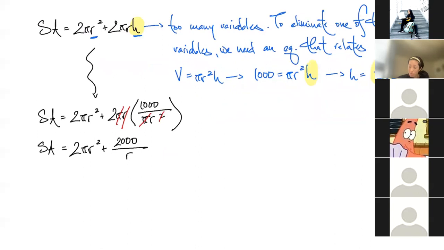So I've substituted. I've reduced a little bit, and I'm even going to rewrite it one more time as 2,000 r to the minus 1. And I'm doing that because I know I need to take a derivative. I want to do as much pre-work as I can to make my actual computations go more smoothly.